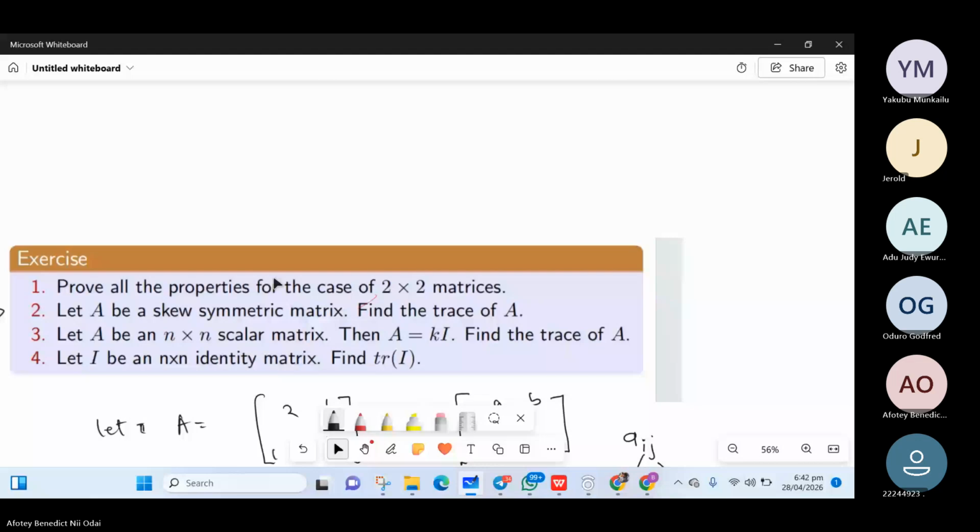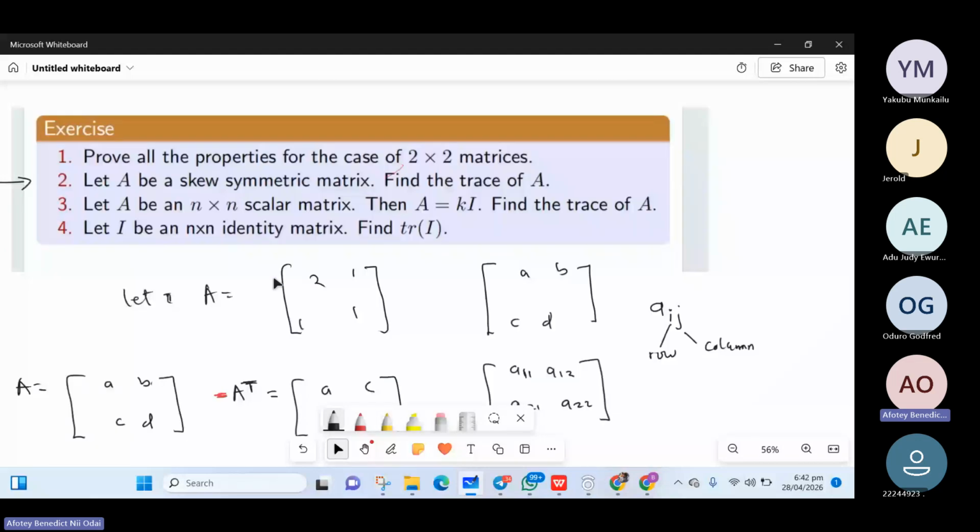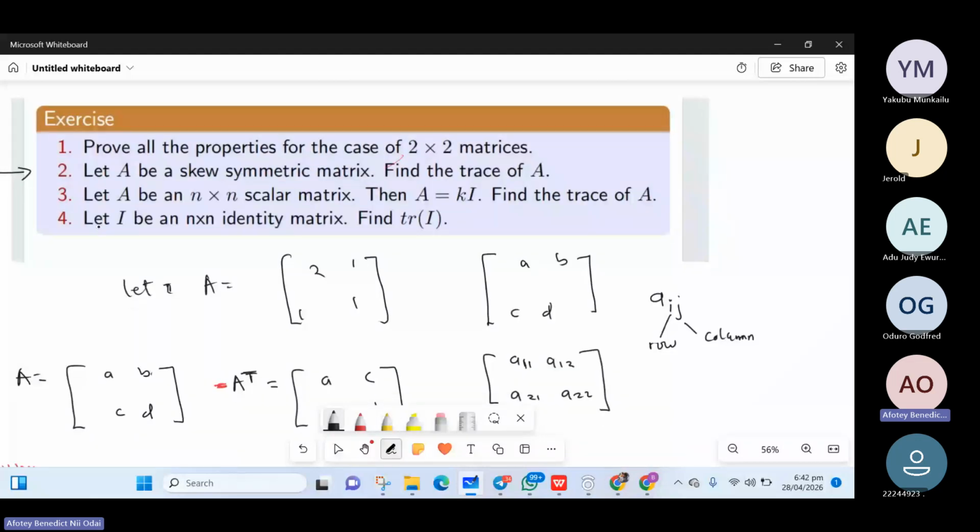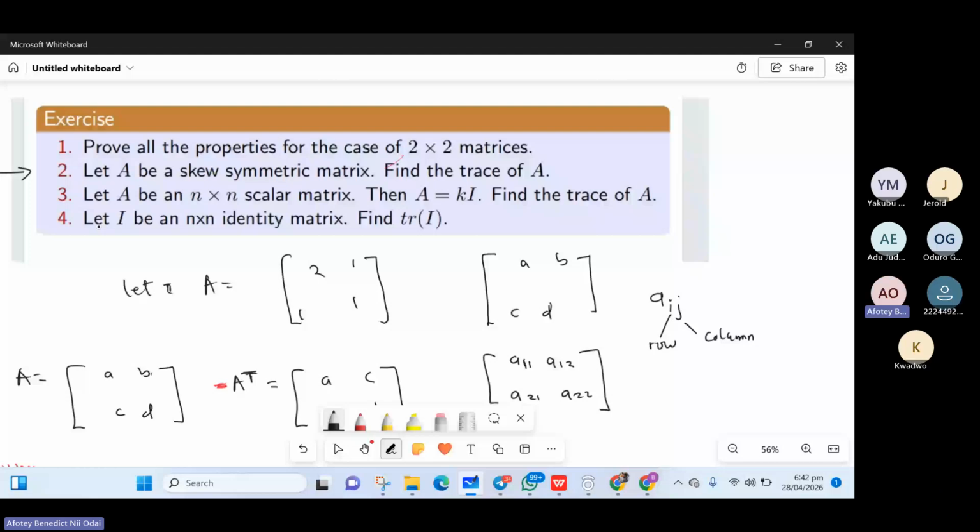Okay. Now let's go with the third one. Let A be an n by n scalar matrix, and let A be equal to Ki. Find the trace of A.